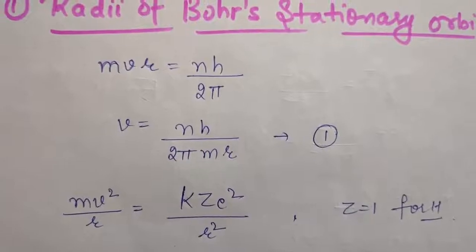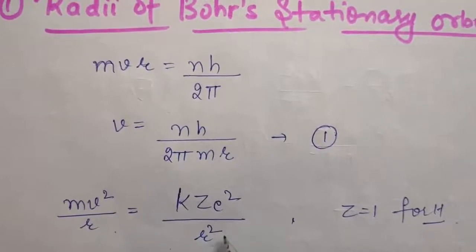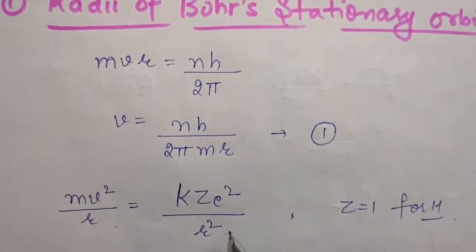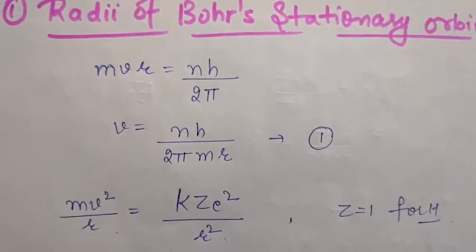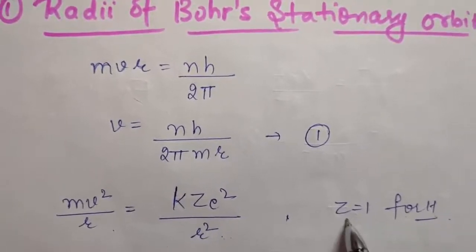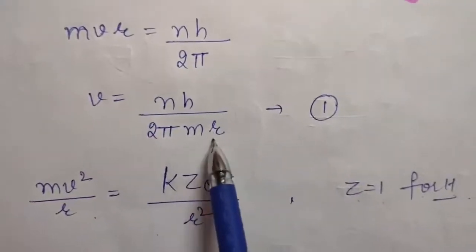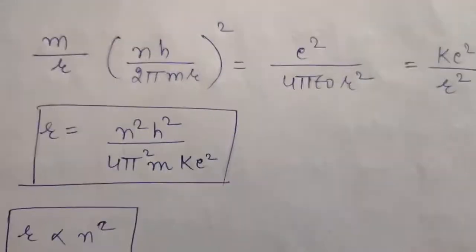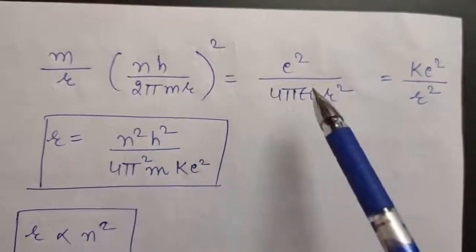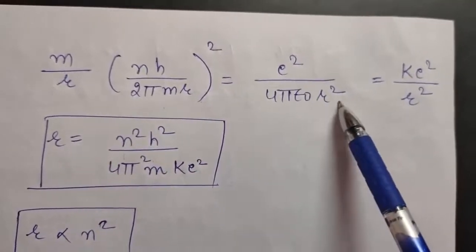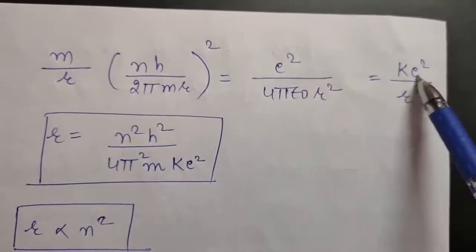Okay. So now to calculate the radius, we will be using the first postulate, which was that the centripetal force is equal to the electrostatic force between the nucleus and the electron. Because Bohr studied the hydrogen atom, we will be considering the hydrogen atom, for which Z will be 1. So putting Z equal to 1 and putting the value of v from the first equation into this equation, you will get m upon r into v square, that is nh upon 2 pi mr whole square, is equal to e square upon 4 pi epsilon naught r square, because Z is 1. And if I put this 4 pi epsilon naught to be k, it will become k e square upon r square.